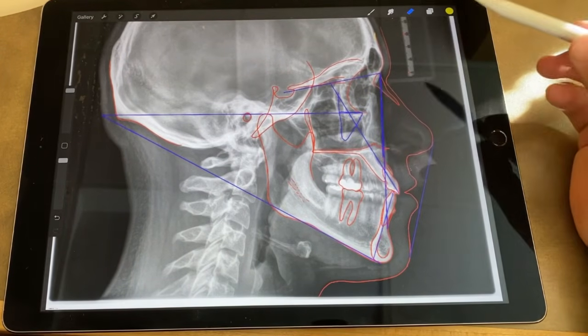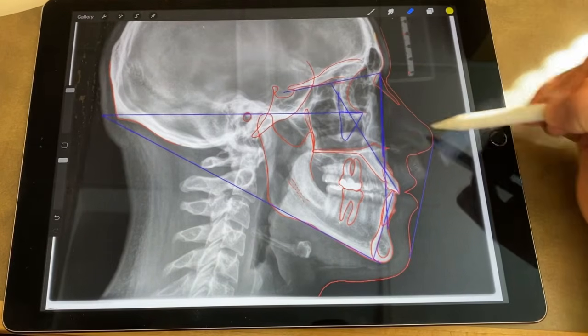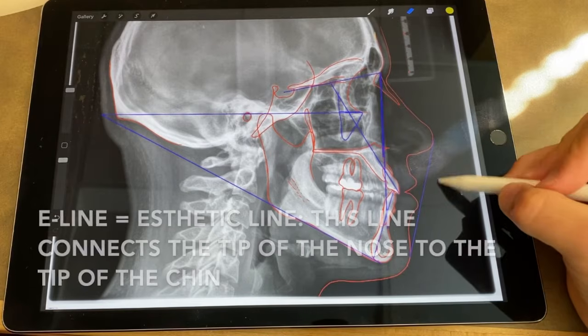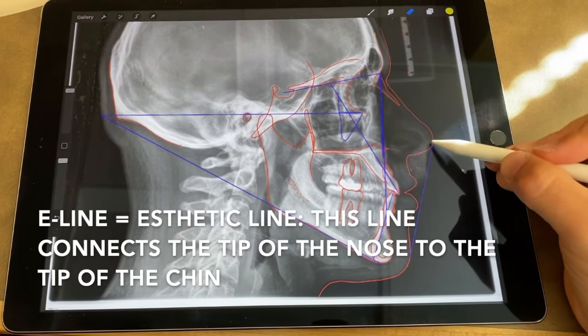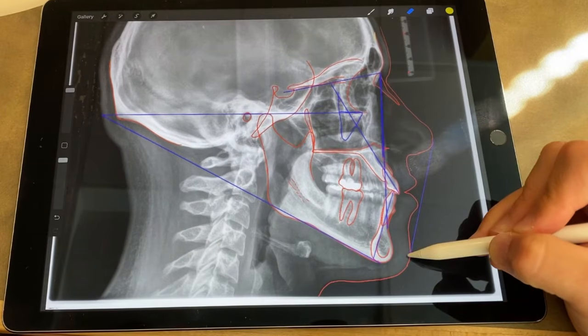Now I'm going to go ahead and add my tracings here, and we can go back through and look at them. So you can see I have the soft tissue silhouette. I have this important line right here. This is known as the E line, and that's the aesthetic line. It's from the tip of the nose to the tip of the chin.